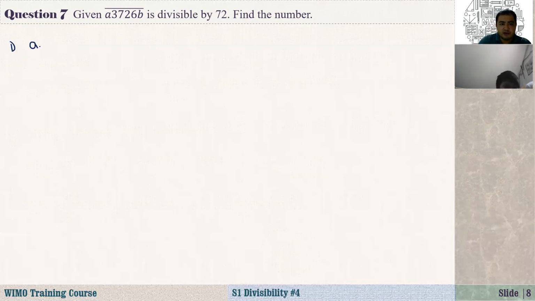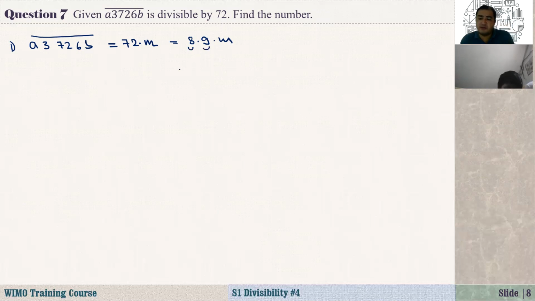And we know that if this one is A3726B, right? It is how many digit number? It is a 6-digit number. Divisible by 72 means I can write it as 72 times some number, let's say it is M, where M is a natural number. What is 72? 72 is just 8 times 9, times n. And we know that these two numbers, 8 and 9, are relatively prime. That means that the only common factor to these numbers is 1. They don't have any common factor different from 1.